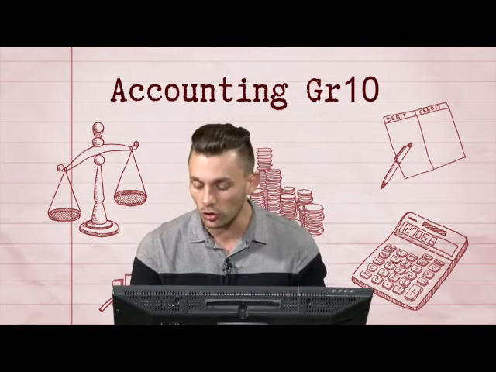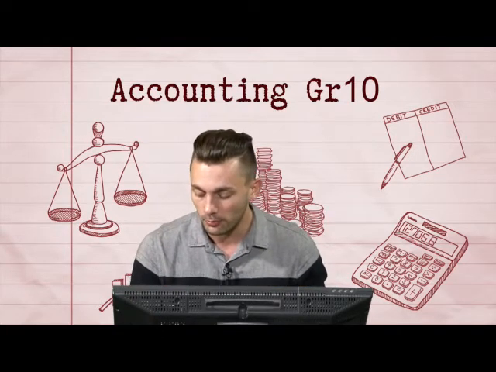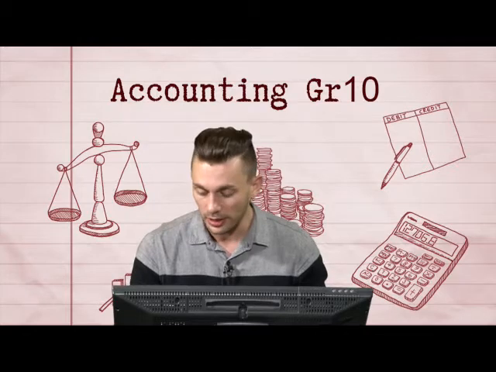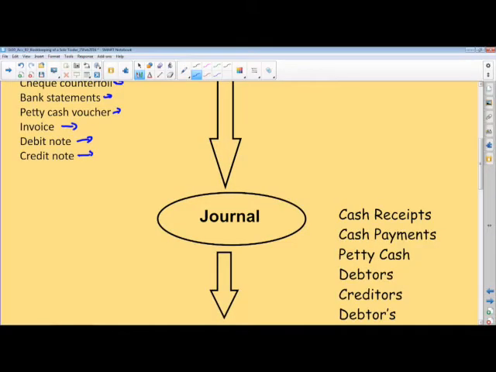Now let's continue to our next step. Your next step will be journals. Your journals will be your second point of entry. Now, what journals do we have? I did touch on all of them. We'll have your cash receipts journal when we receive money. We will also have your cash payments journal when we pay with the check or through the bank statement. Remember, internet banking, we have EFTs, we have debit orders, we have stop orders. All those things will be regarded as payments.